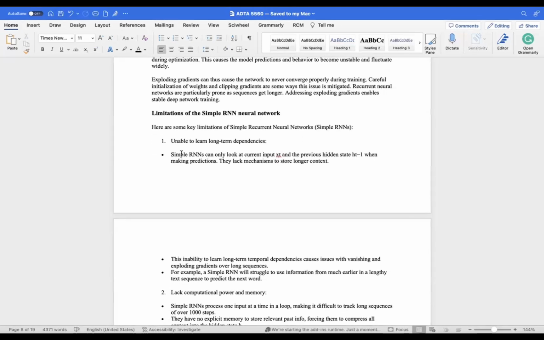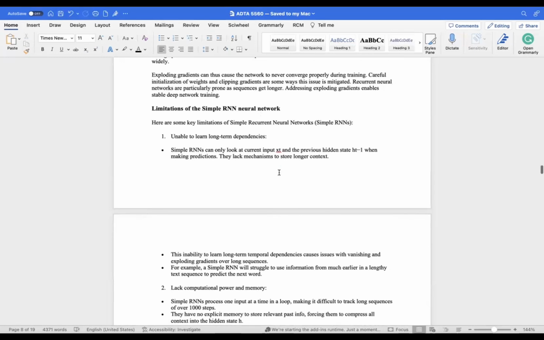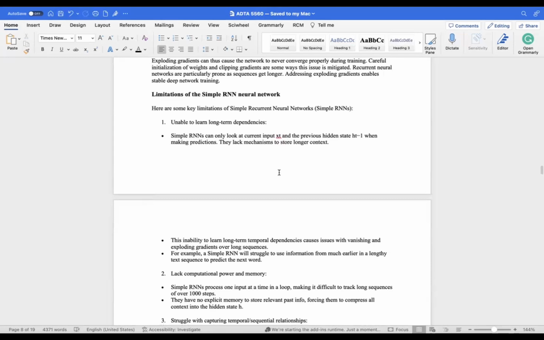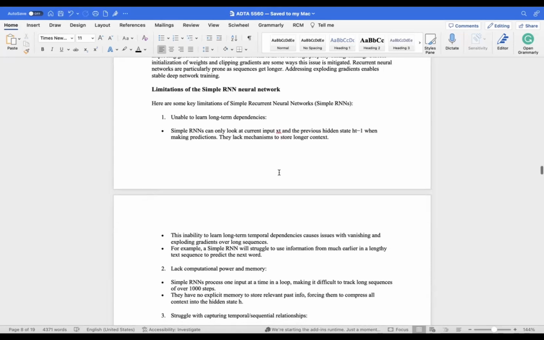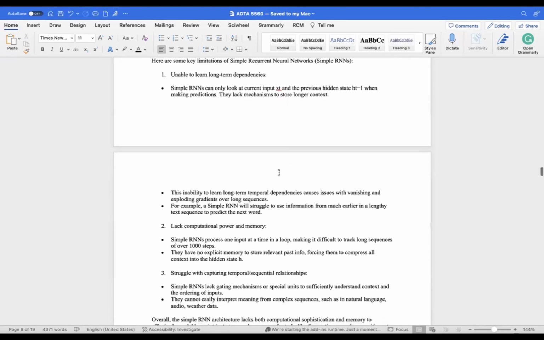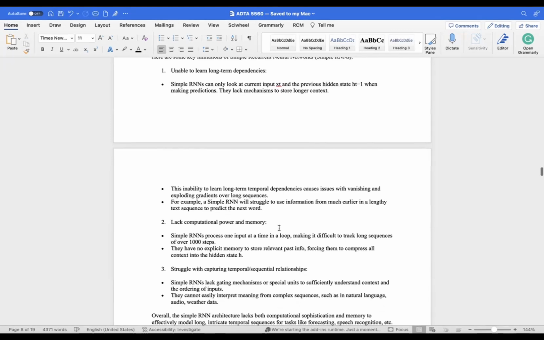A simple RNN neural network is unable to learn long-term dependencies. Simple RNN can only look at the current input x_t and the previous hidden state h_t-1 in making predictions. They lack mechanisms that store longer context, and they also lack computational power and memory. Simple RNNs process one input at a time in a loop.